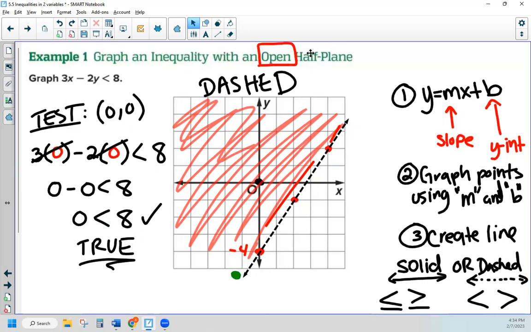And we have to talk about what the symbol here wants us to do, which means that number is not included, or the numbers on the line are not included.